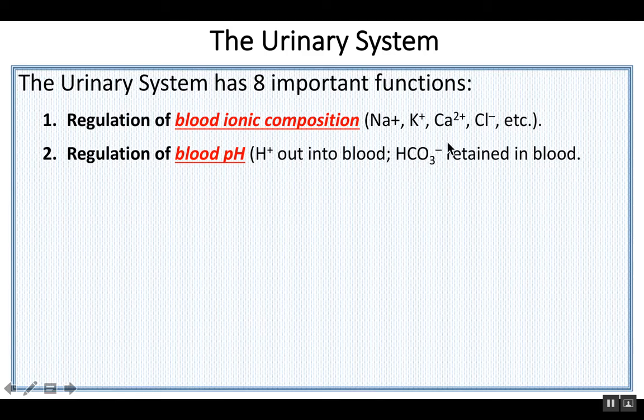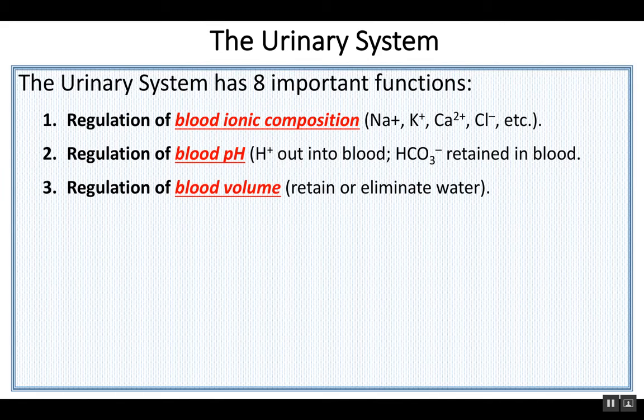So we don't want to lose these bicarbonate ions because they act as a buffer in the bloodstream. So notice these two molecules, the hydrogen ions and the bicarbonate ions, typically are moved in opposite directions. The hydrogen ions leave the blood and therefore go into urine. Bicarbonate is retained in the blood. We keep it. And that helps maintain our blood pH.